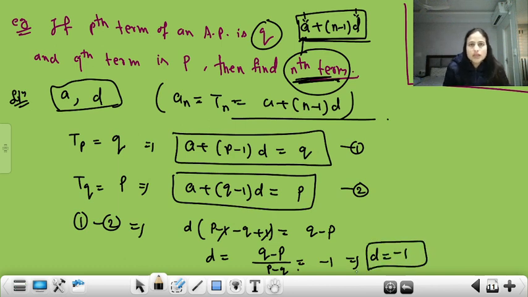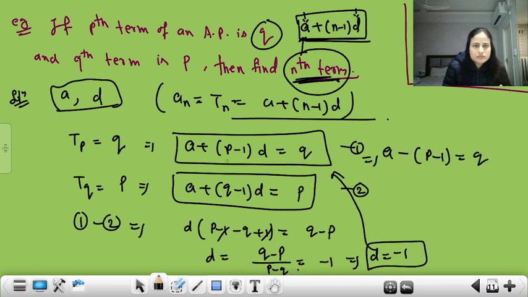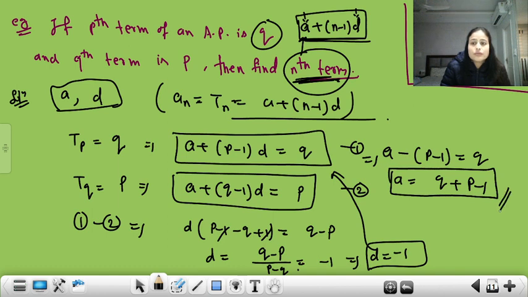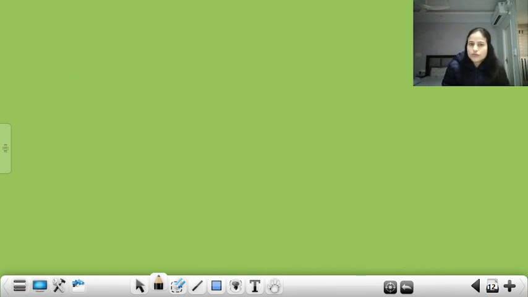Okay, I got D. So put the value of D in either 1 or 2. I am putting it in 1. So A minus P minus 1 into Q, right? So A is nothing but Q plus P minus 1. This is my first term. Once I get the common difference and the first term, by using this formula, I can easily get the nth term of the given AP.